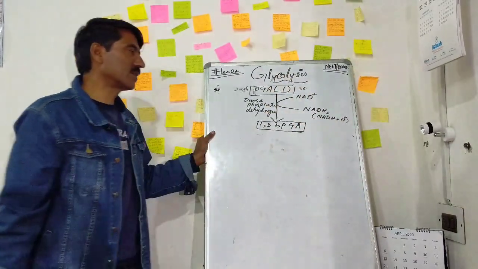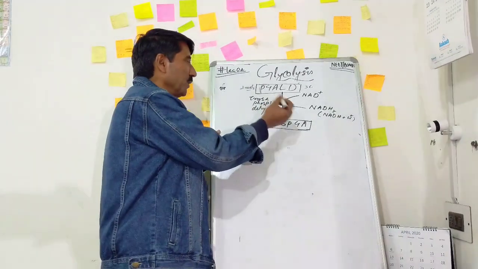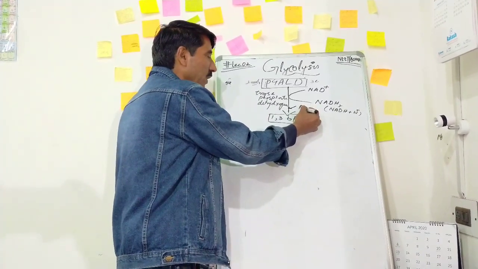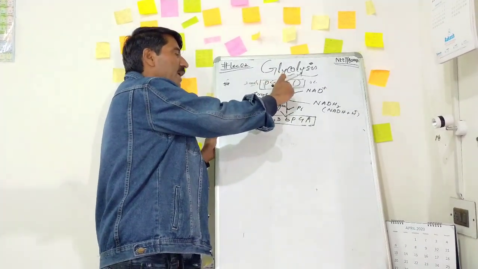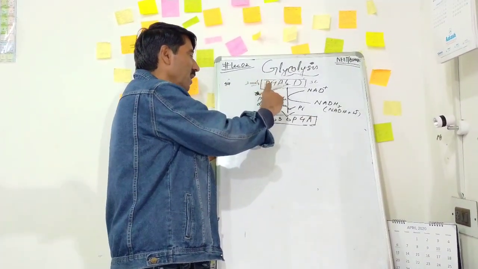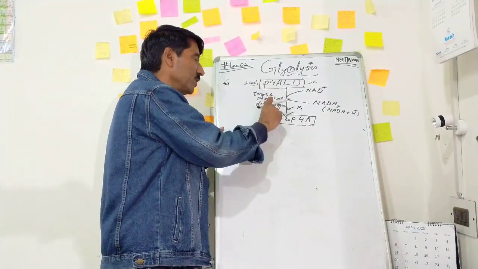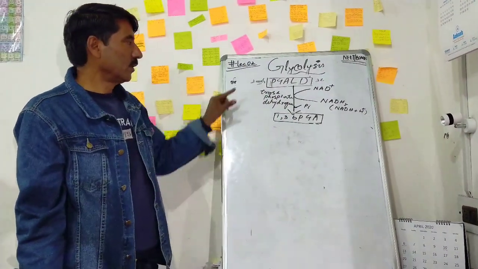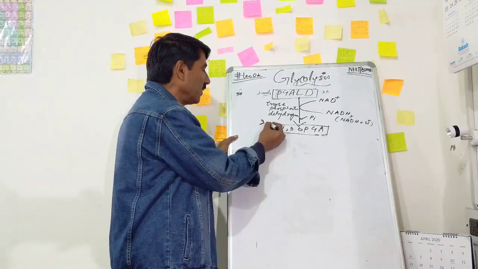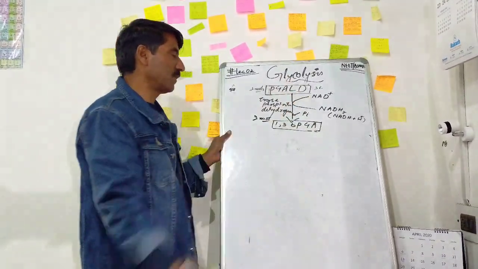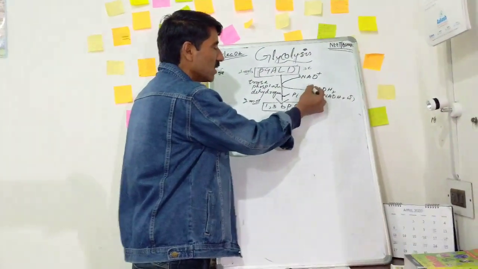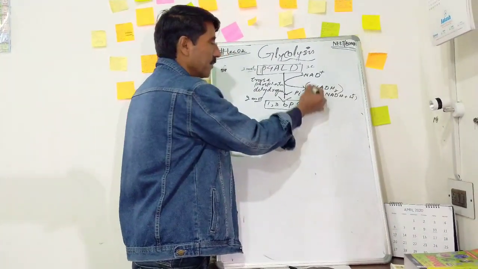So a reducing substance is formed here, and this reaction also takes up inorganic phosphate in the form of phosphoric acid, and phosphoglyceraldehyde now gets converted into 1,3-bisphosphoglyceric acid in presence of triose phosphate dehydrogenase. Now here we have two molecules of phosphoglyceraldehyde, so we get two molecules of 1,3-bisphosphoglyceric acid, and we can say two NAD positives are used and two molecules of NADH2 are produced.